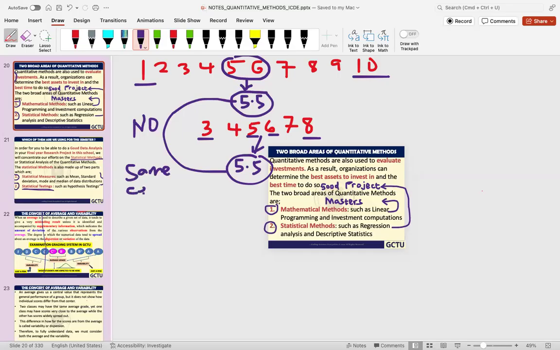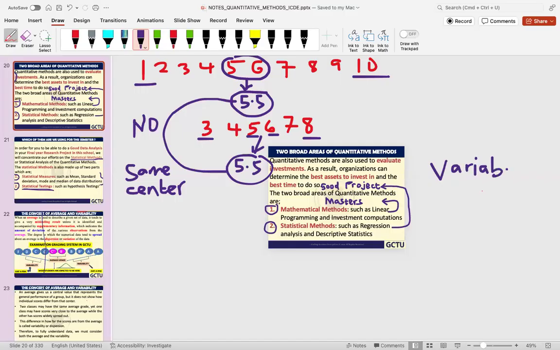So when you are asked to show the difference, what are you going to say? Assuming you don't have these numbers, they just tell you there are 2 data sets. Their center is 5.5. Find them. You wouldn't know. So the center alone is not enough, but the variability.